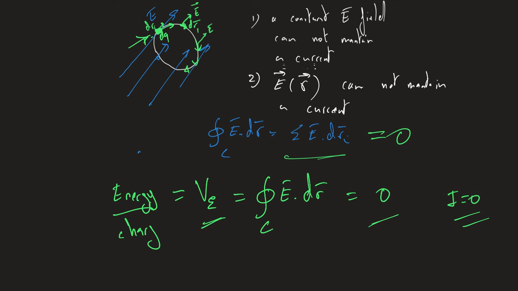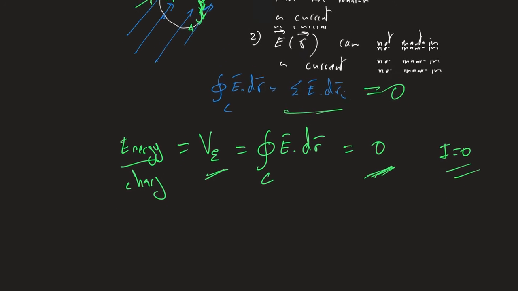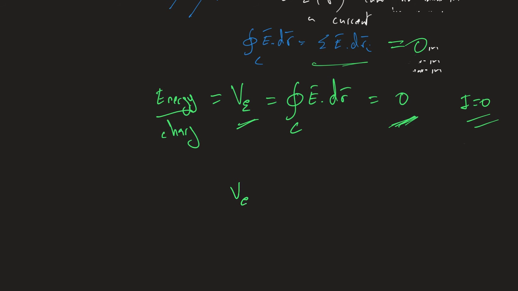So they increase the energy, they decrease the energy because the dot product is negative, and so on, and at the end, the total energy per unit of charge will be zero. So there is no electromotive force. V sub E in a circuit is what we call the integral of E scalar dr.